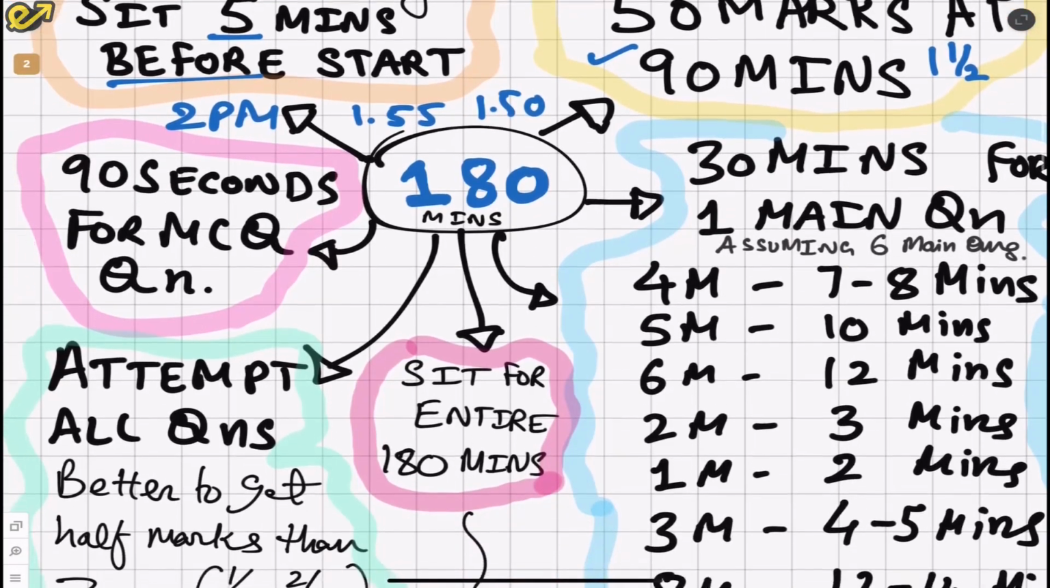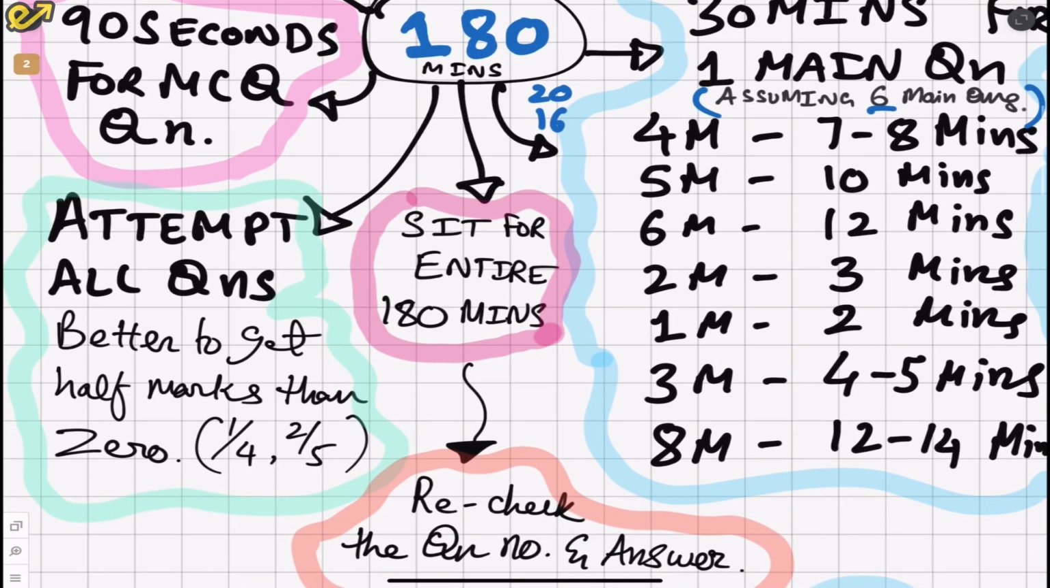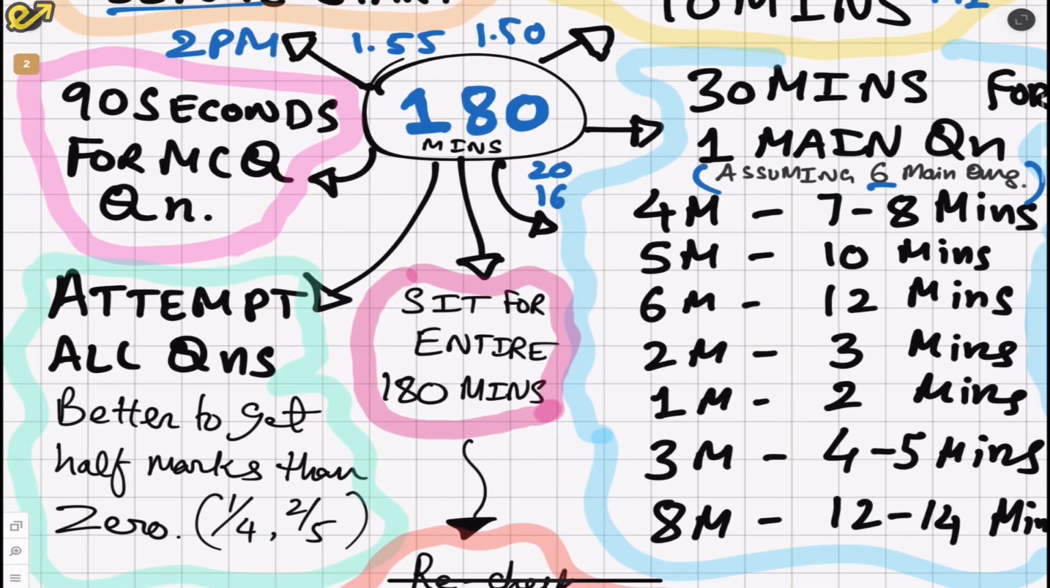Then one general thing you should know is that 30 minutes is required for one main question. Assuming there are 6 main questions. Usually in our Company Secretary exam, the first question is for about 20 marks, and then we have 5 questions for 16 marks. So totally we have 6 main questions which you have to attempt. And the thumb rule is 4 marks needs 7 to 8 minutes, 5 marks 10 minutes. I know every time you can't see your watch, asking did I use 7 minutes, 8 minutes? You can't have a stopwatch. That is why have a thumb rule of 30 minutes for one main question.